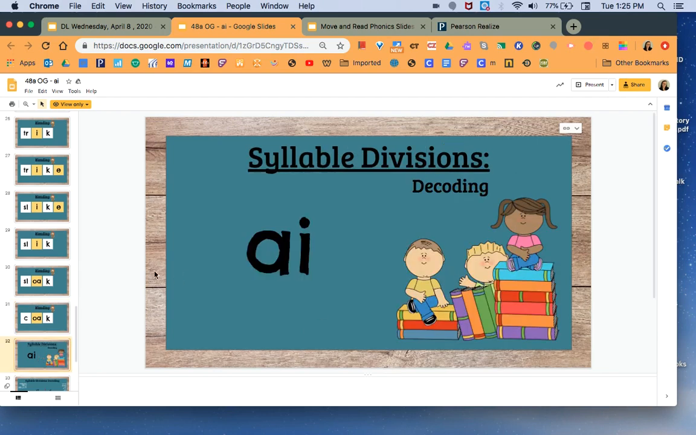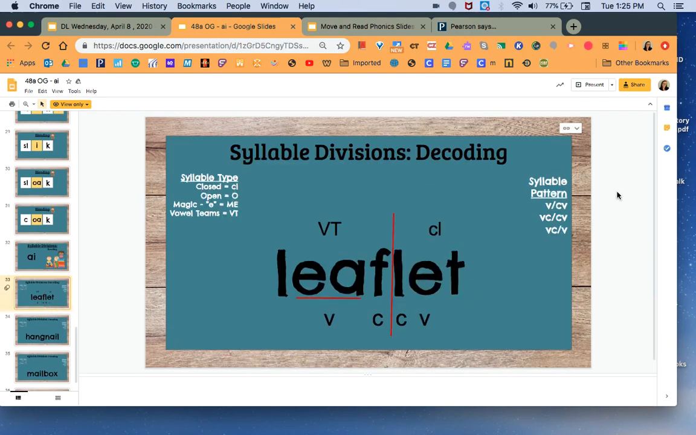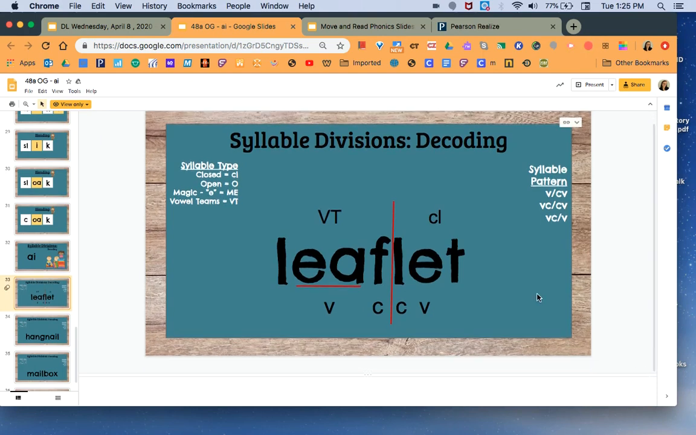So we've been working on that AI sound, and I just want to show you guys a couple of different syllable divisions like we were doing at the beginning of our break here. So I see this word here, and I'm looking for my vowel teams first. And so I have my EA, and that's a vowel. So remember, I make it one vowel, and then I'm going to mark my other vowel right here. And then I mark my consonants in the middle of them. So remember, if I have my CV, CV, I'm going to divide that in the middle of the two consonants.